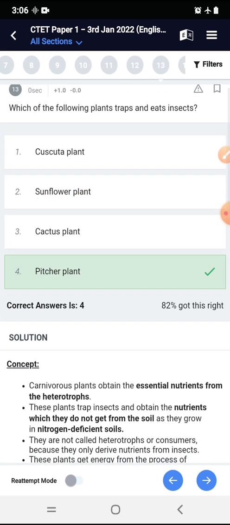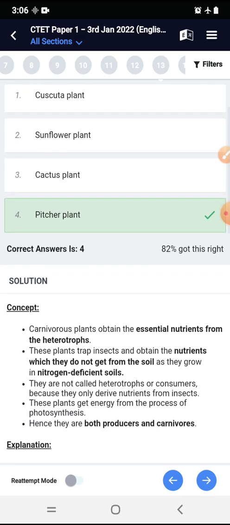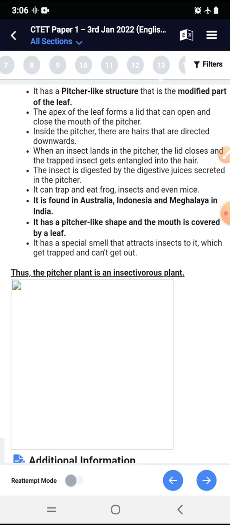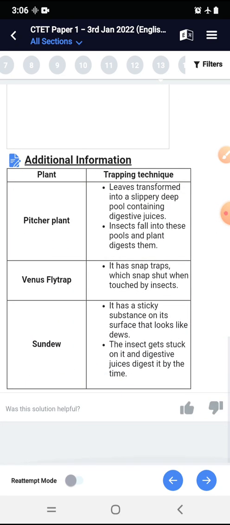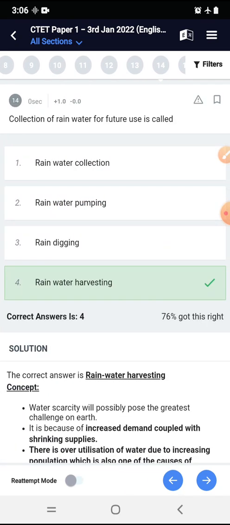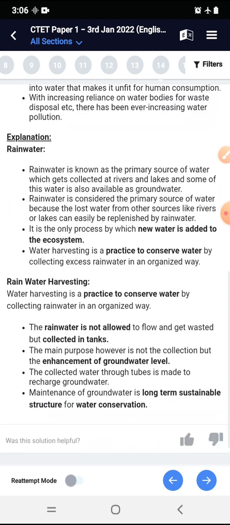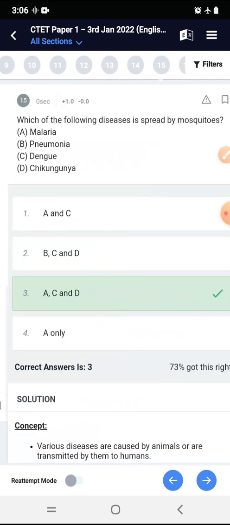Which of the following plants traps and eats insects? Pitcher plant. Okay. Collection of rainwater for future use is called rainwater harvesting. And this is the explanation.